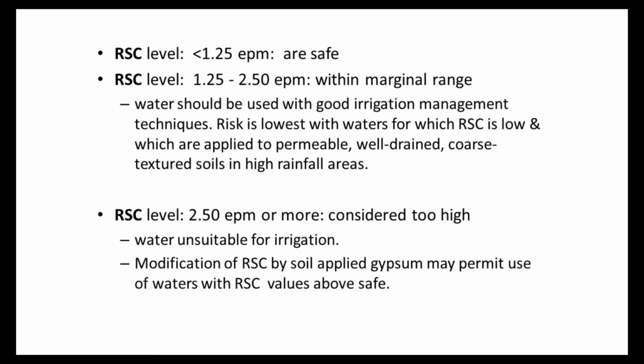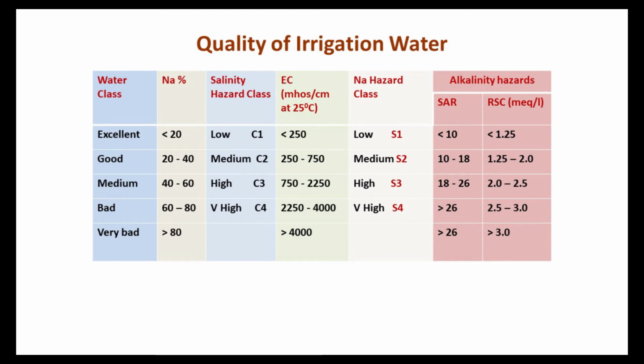The risk is lowest with waters for which residual sodium carbonate is at the low end of the range and which are being applied to permeable, well-drained, coarse textured soils in high rainfall areas. Residual sodium carbonate values of 2.50 epm or more are considered too high, making the water unsuitable for irrigation purposes. The modification of residual sodium carbonate by soil applied gypsum may permit use of waters with residual sodium carbonate values above safe. Now we will talk about the quality of irrigation water.